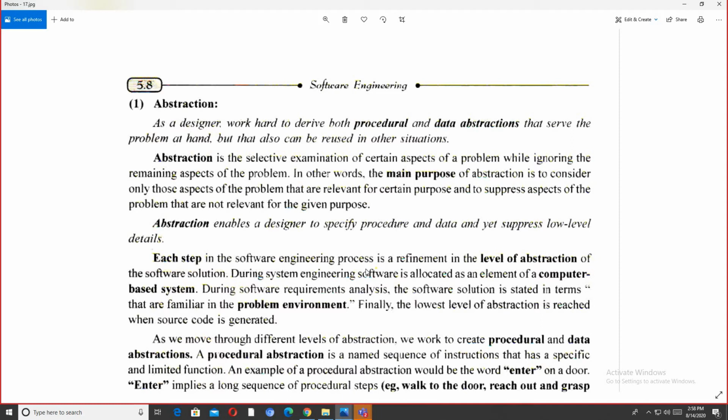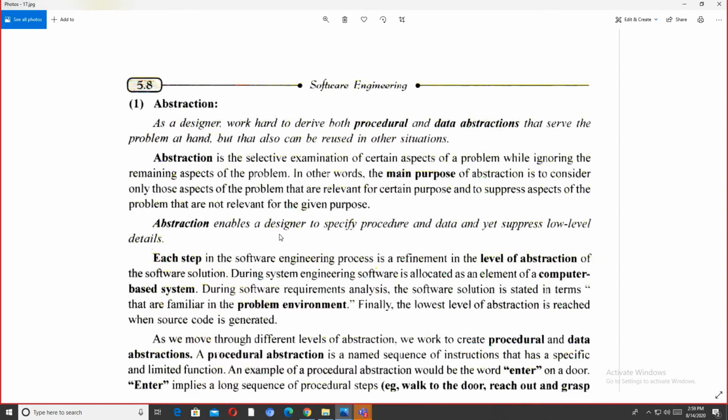Abstraction enables a designer to specify procedure and data and yet suppress low level details. It is mentioned here clearly that abstraction is the process that enables a designer to find procedures and data. So whatever data you are interested in, or whatever procedure you are interested in, you are going to find it and focus on it, and yet suppress low level details. The low level details are highly suppressed in this, because if we are not suppressing low level details, the whole process becomes refinement.